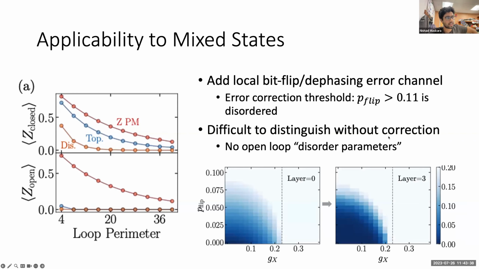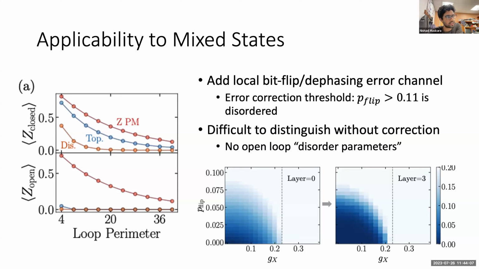In contrast, the error correction-based approach actually does allow us to make confident statements about the topological order in the presence of incoherent noise as well. In particular, if we look at this mixed state phase diagram, where we apply both bit flip errors and coherent perturbations, there's a large region near the topological fixed point where we can very accurately classify the state as topological.